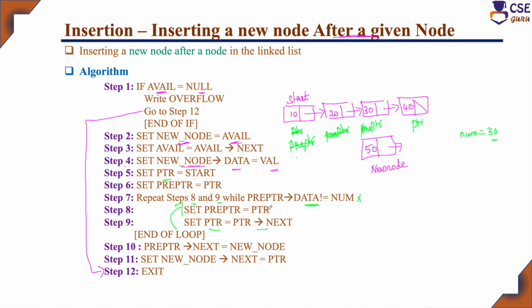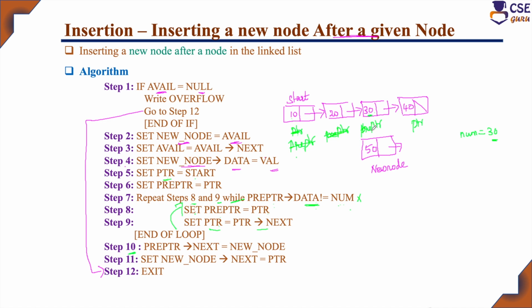Now, check whether pre-PTR of data not equal to number. Now, pre-PTR of data is 30. Number is also 30. Both are matching. In that case, what you have to do? Exit from this while loop. Go to step 10. Pre-PTR of next.